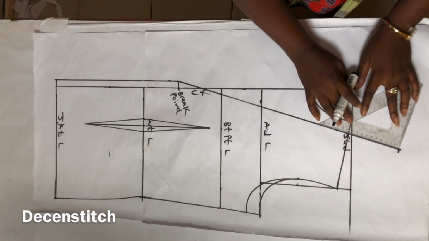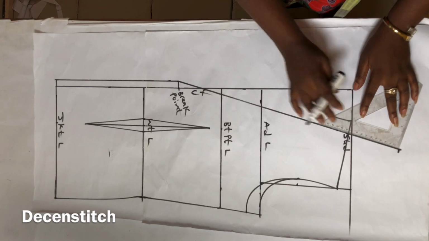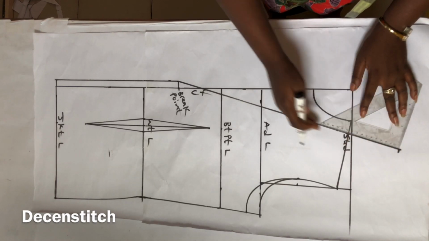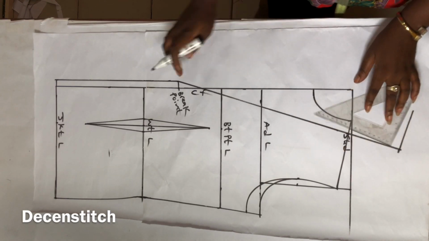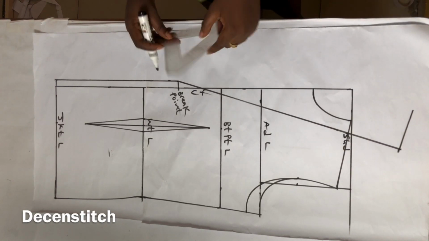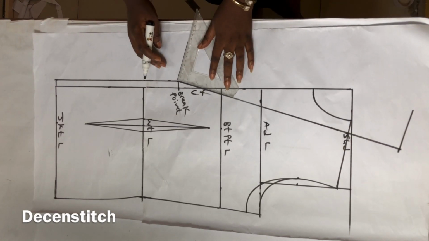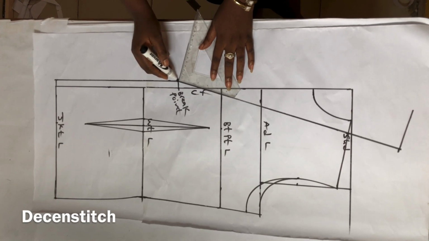Now I'm going to use my set square to draw a 90-degree angle here. I'll let it rest on that line and draw my line. I'll do the same here at my break points.